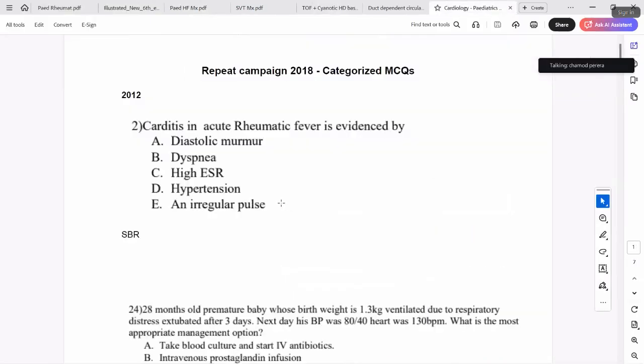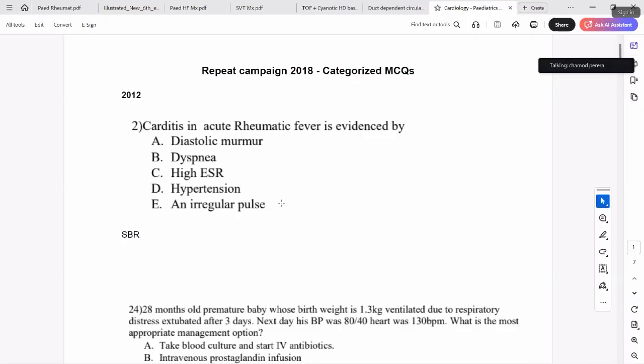Carditis in acute rheumatic fever is evidenced by a diastolic murmur, like Carey Coombs murmur, which is a diastolic murmur, so that is true. And then we have dyspnea. Obviously, if they go into heart failure, they will get dyspnea, and that is also true. High ESR is also true because that fits into the minor criteria.